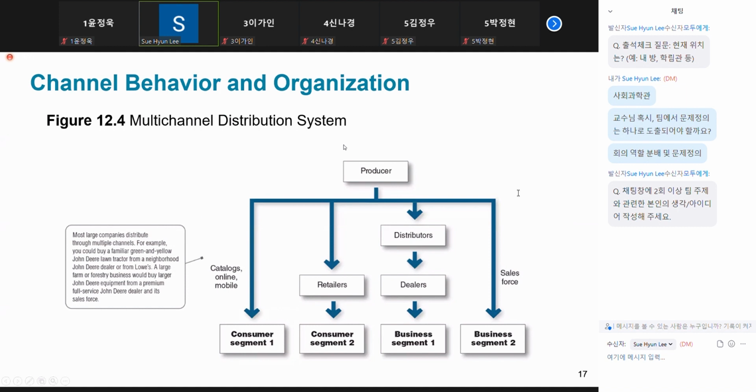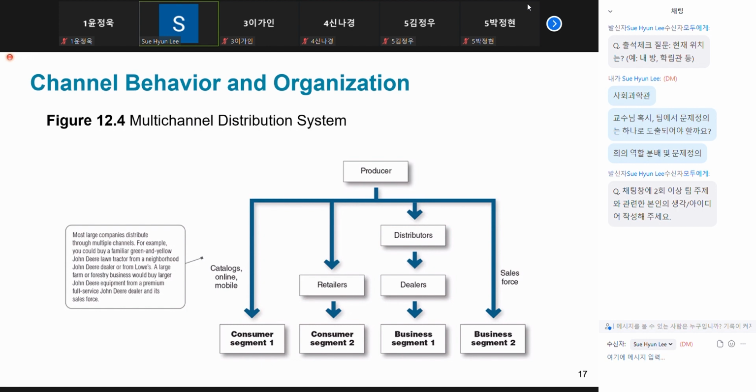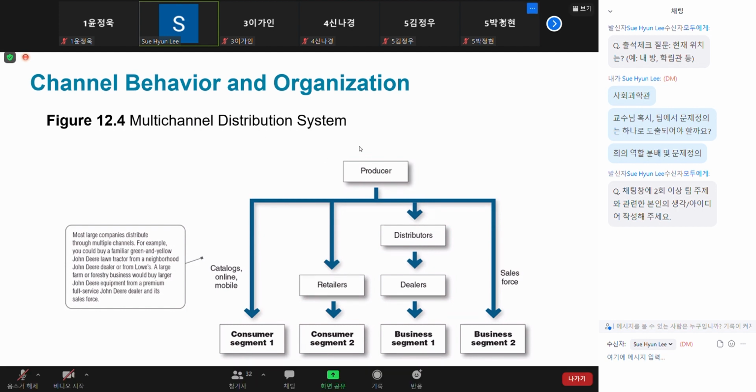This shows a multi-channel distribution system. The producer sells directly to consumer segment 1 using catalogs, telemarketing, or online or mobile, and to consumer segment 2 through retailers. And it sells indirectly to business segment 1 through distributors or dealers, and to business segment 2 through its own sales force. Okay. So multi-channel distribution systems offer many advantages to companies facing large and complex markets. With its new channels, the company expands its sales and market coverage and gains opportunities to tailor its products and services to the specific needs of diverse customer segments. That's the multi-channel distribution system.